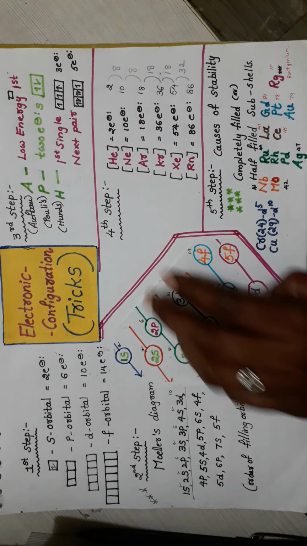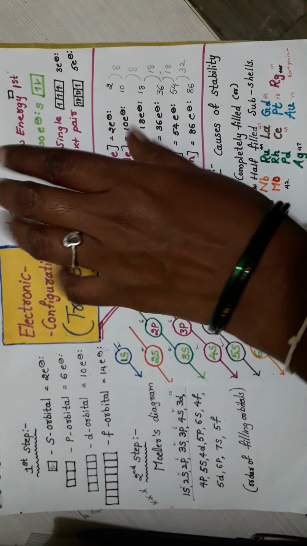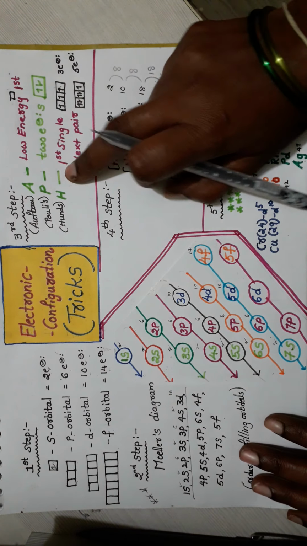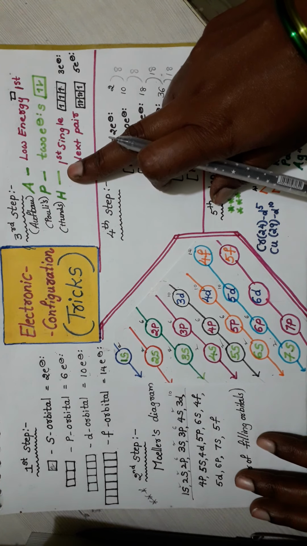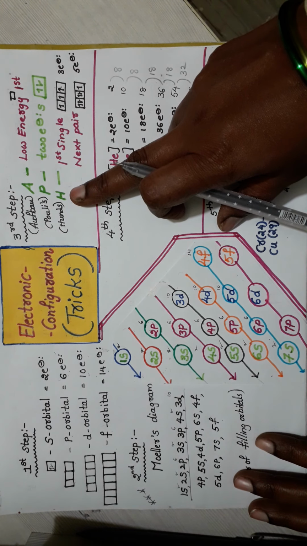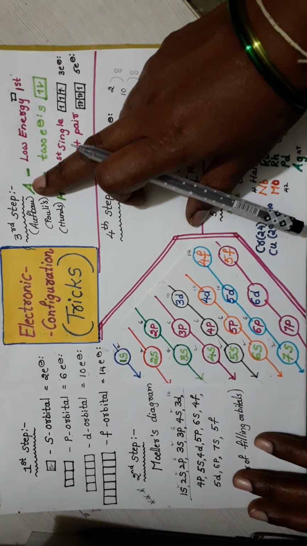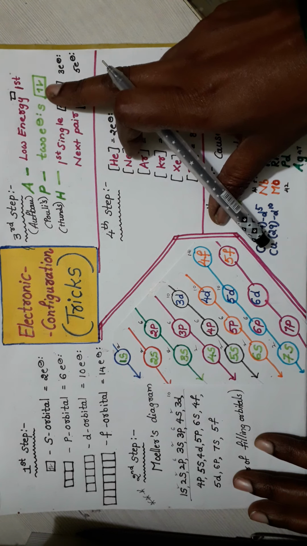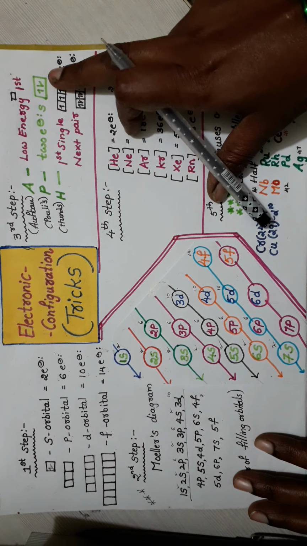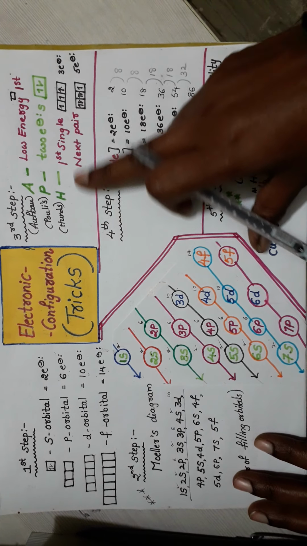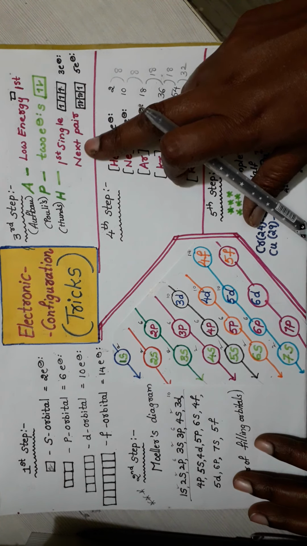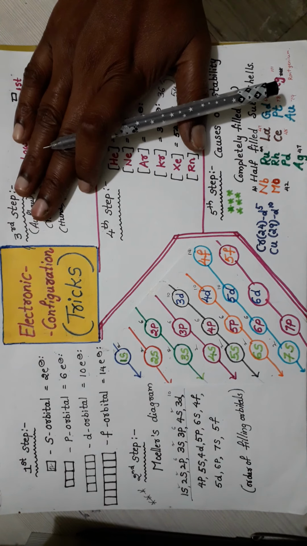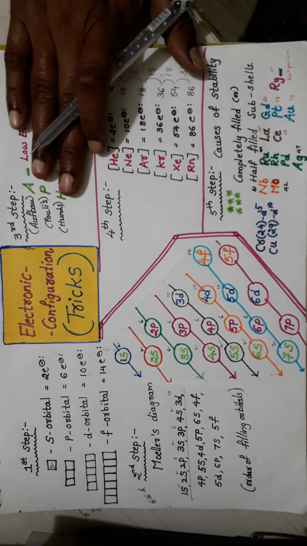Next is the third step, or third rule. We must always remember these three rules: Aufbau rule, Pauli's rule, Hund's rule. I already told this concept in the last video. Aufbau: lower energy orbital is filled first. Pauli's: a maximum of 2 electrons are filled in one orbital with opposite spin. Hund's rule: first single electrons are filled, then electron pairing occurs. It has exceptions, but remember it, as it may be helpful in some cases.